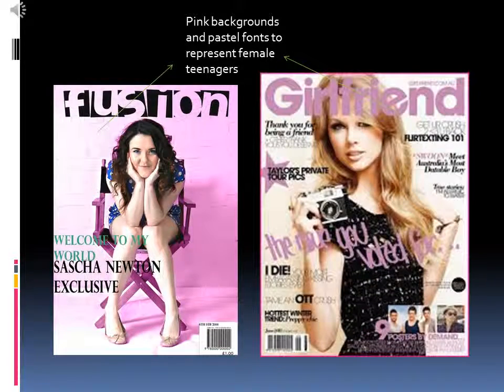Next, I used pink colours to connote femininity. This idea is already used in many magazines such as Girlfriend, which targets a female audience. I also chose to use bright pastel colours for the colour scheme and for some of the text, as this connotes youth and pop culture.